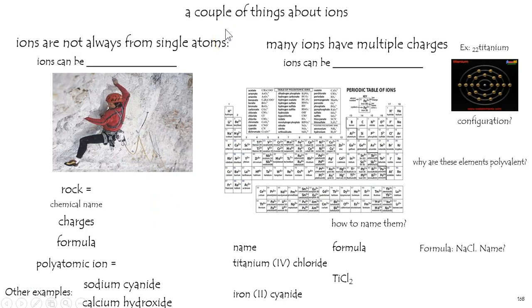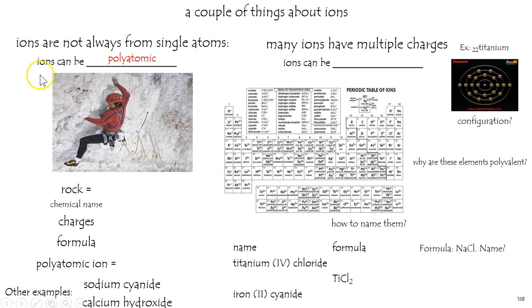Hey, this is Dr. B, and here's a couple of things about ions. One thing about them is they're not always from single atoms. They can be polyatomic. In sodium chloride, each ion is derived from a single atom.